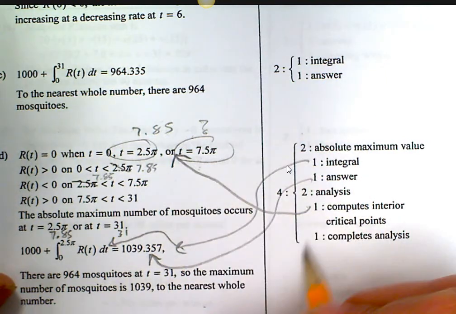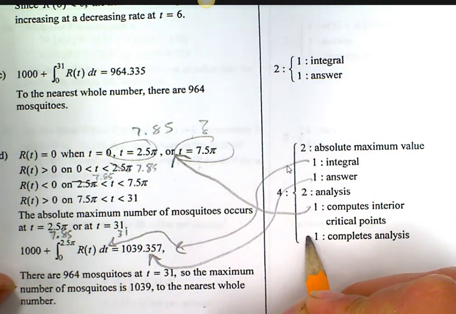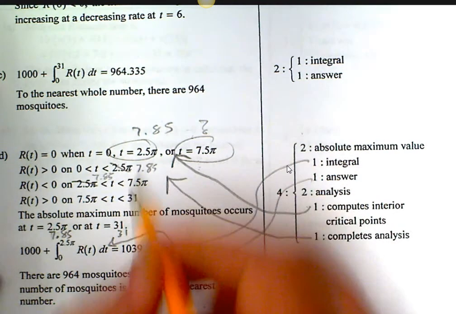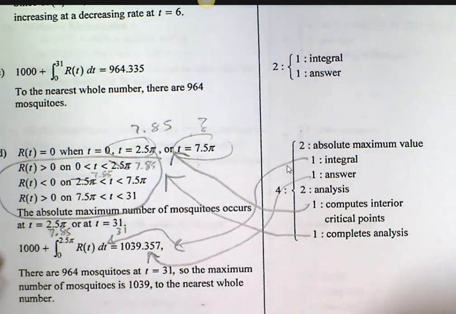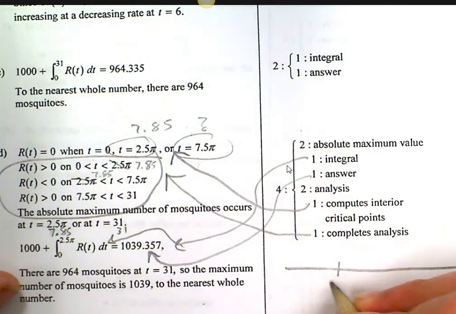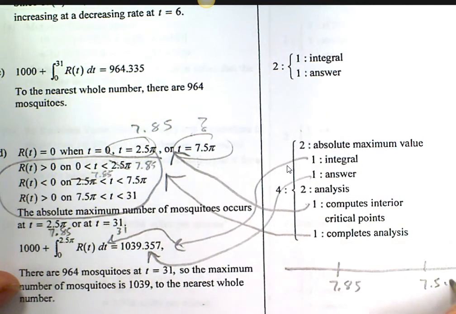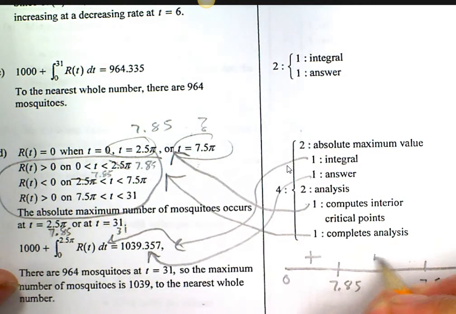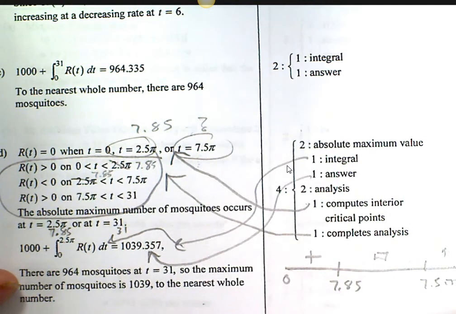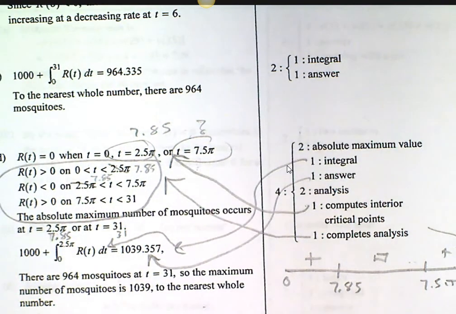And then complete your analysis, which basically means where does it go from positive to negative? Okay? I guess analysis in this case could be a sign chart. 7.85 to 7.5 pi. It goes from positive to negative to positive. So if you got a sign chart, that's basically basic analysis right there. Any other questions on this?